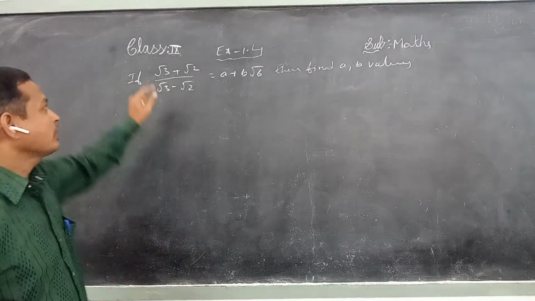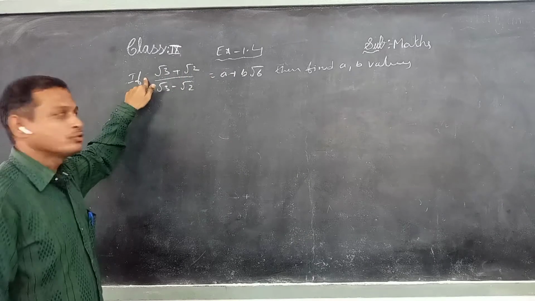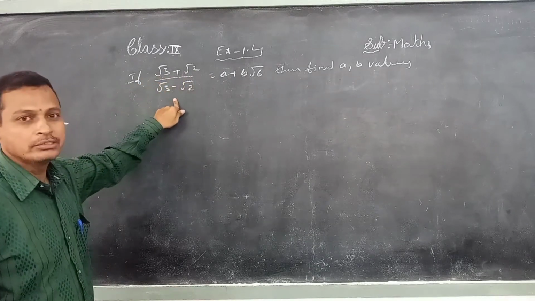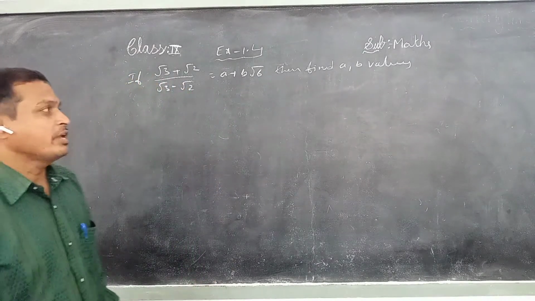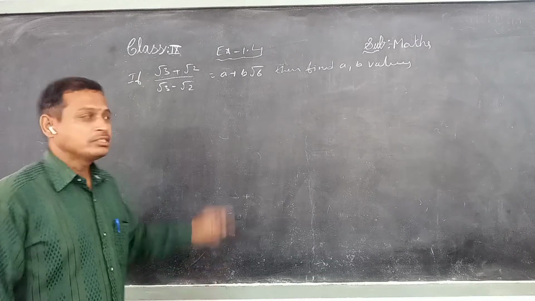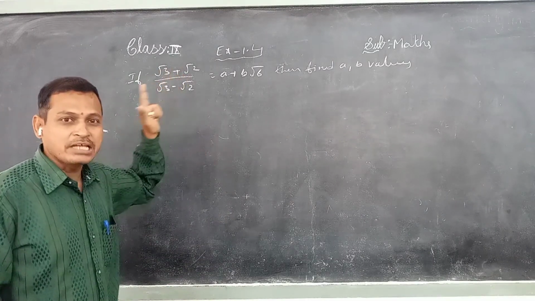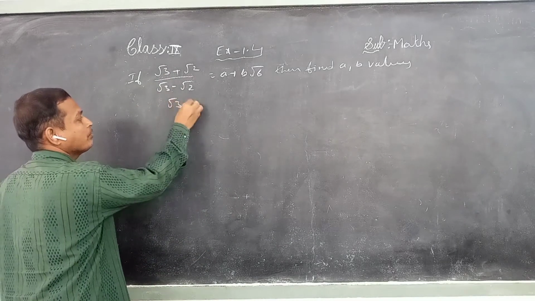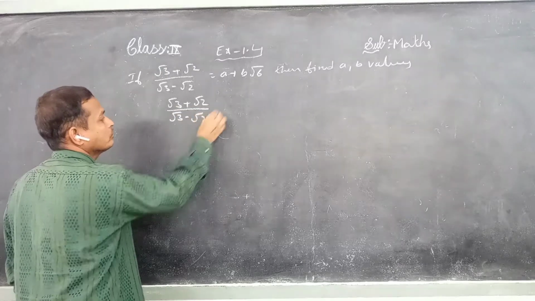Children, next we continue the class with exercise number 1.4. The next sum is very important. In the given question, (root 3 plus root 2) by (root 3 minus root 2) is equal to a plus b root 6. Then find the a and b values. Children, this is the RF of the denominator. RF means rationalizing factor.